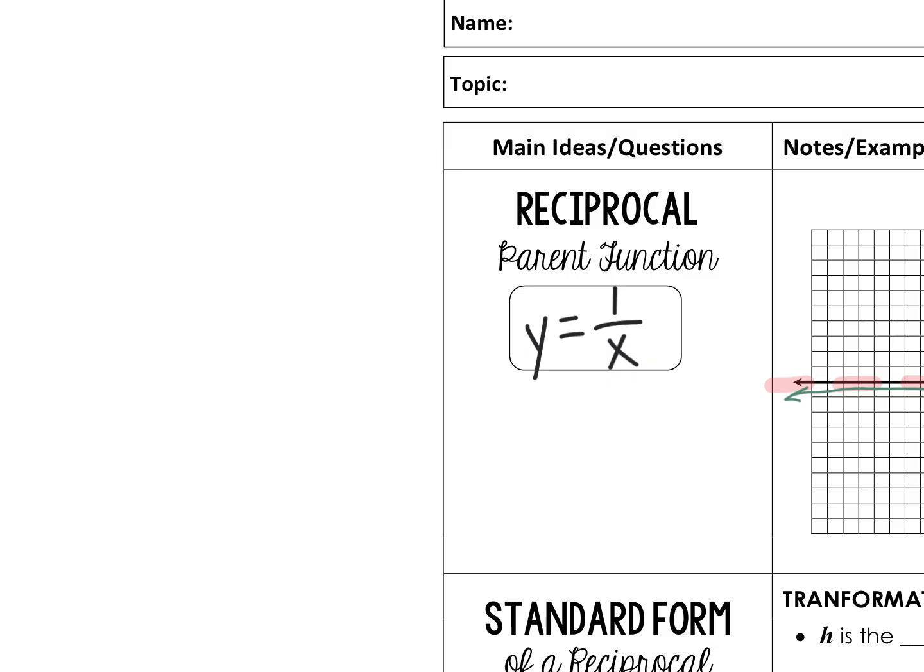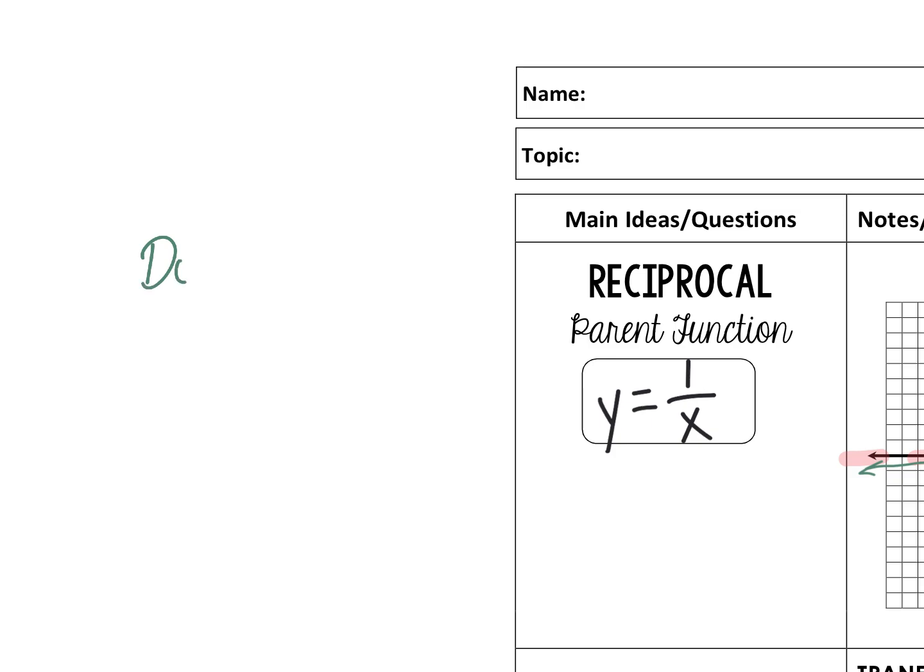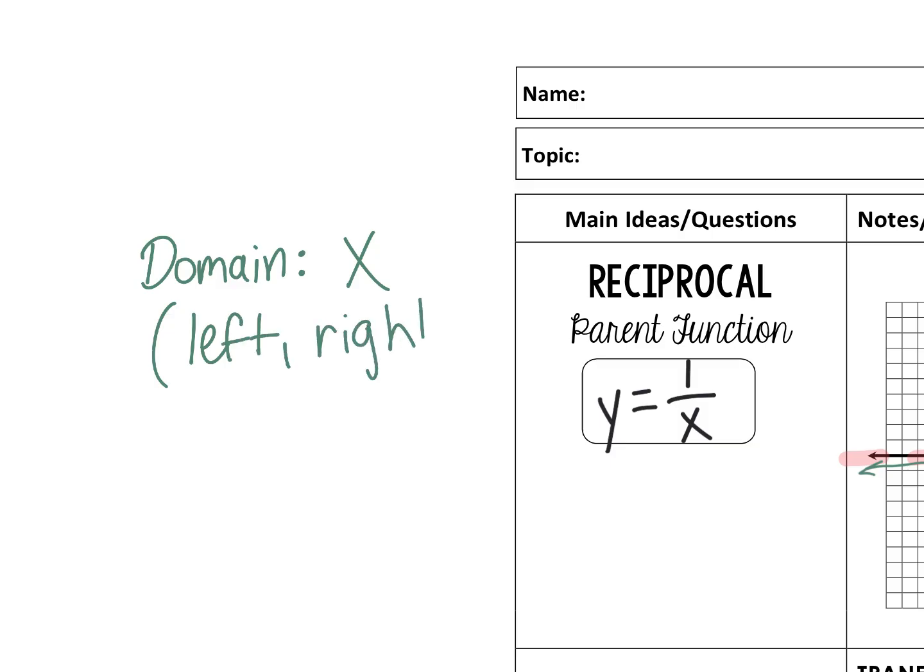Domain, let's go over here to the side real quick and just write this out so we are all clear. What is domain? What has it always been, and it always will be? X, from the left to the right. And I like how Gunnar said it's negative infinity, positive infinity. That is typically what things have been that we've graphed so far in the past.